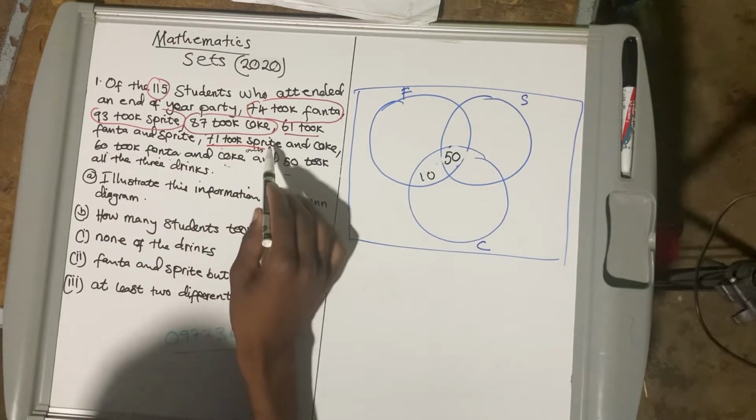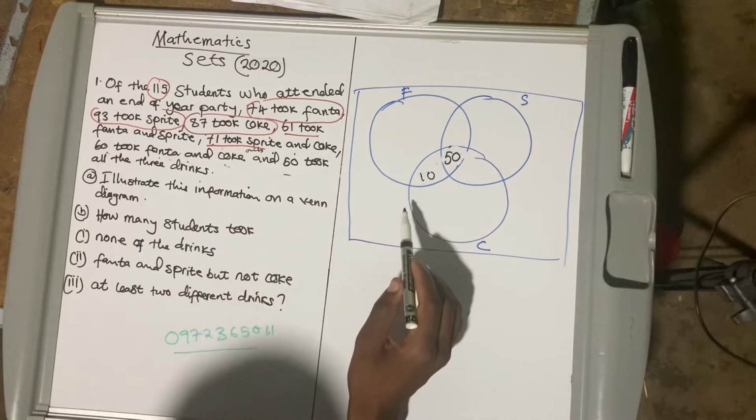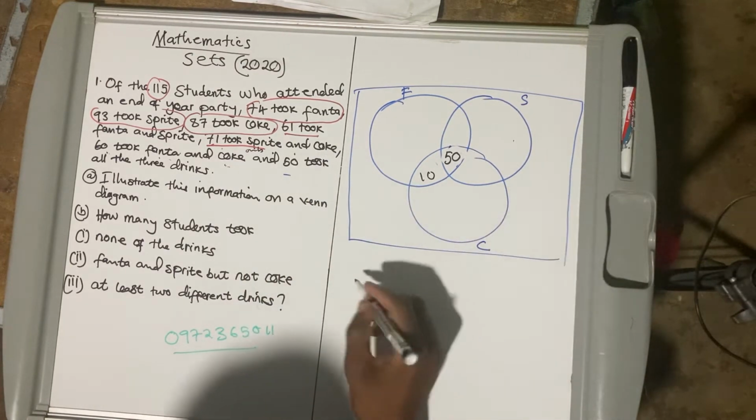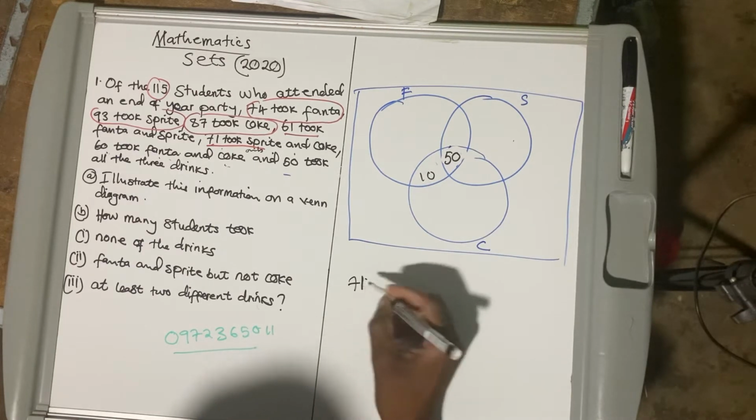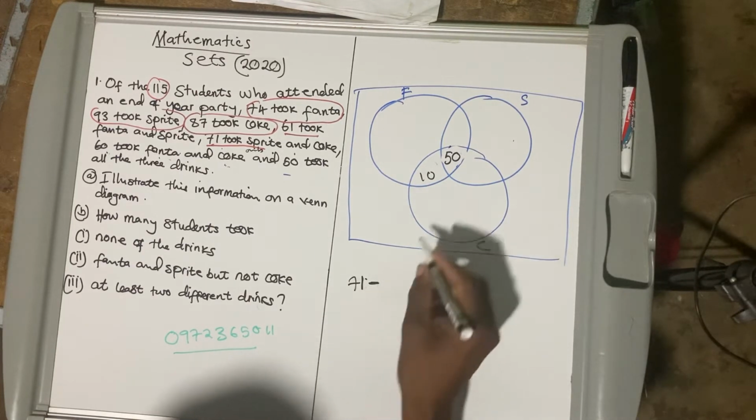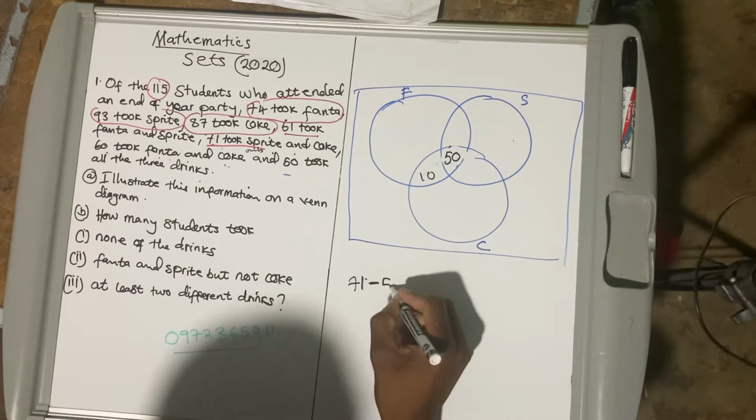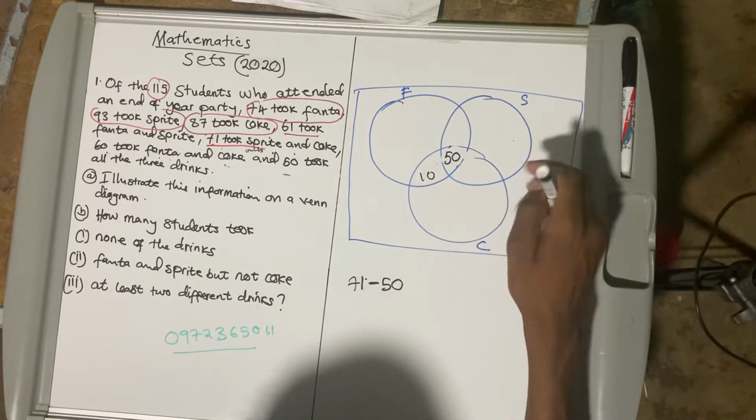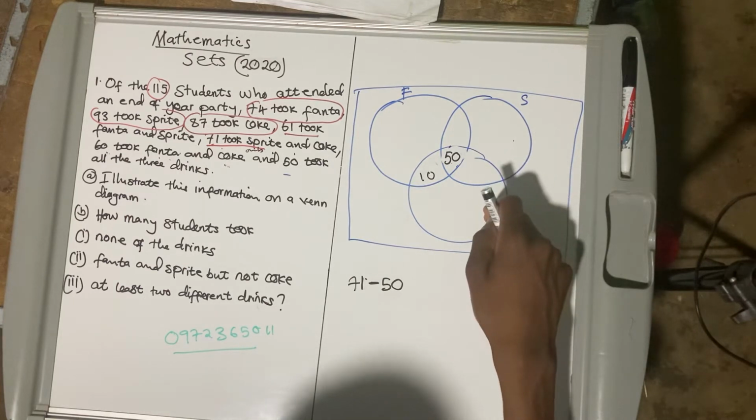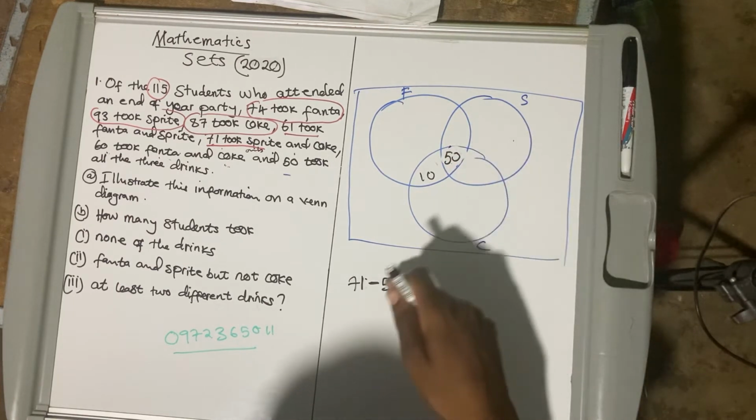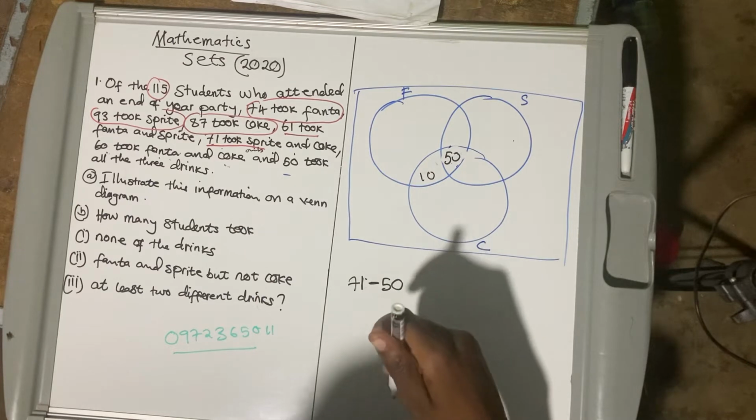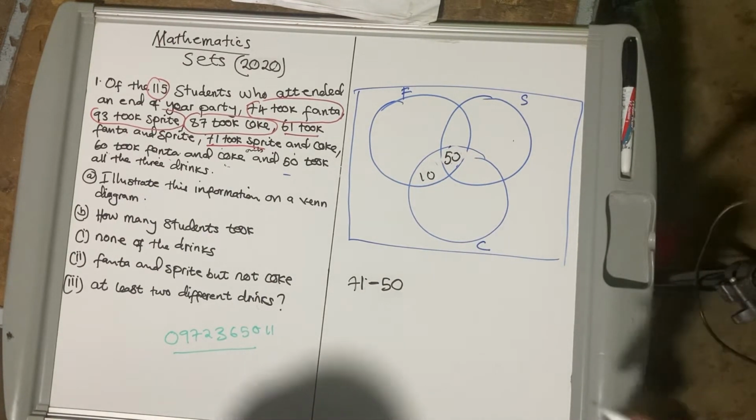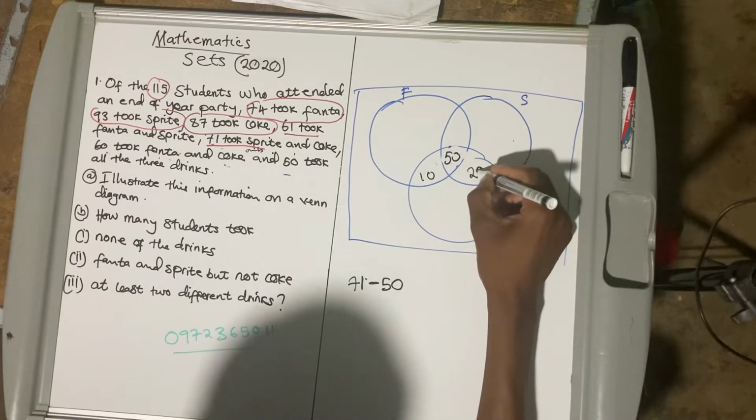We have 71 took Sprite and the Coke. Again, there's no word only. Therefore, you have to remove the 50 which is there, because this is also part of the Sprite and the Coke. So 71 minus 50, of which we are getting 21. So the 21 will be here.